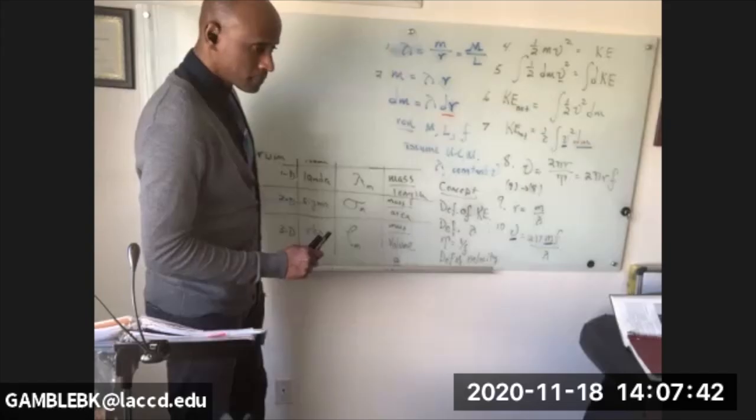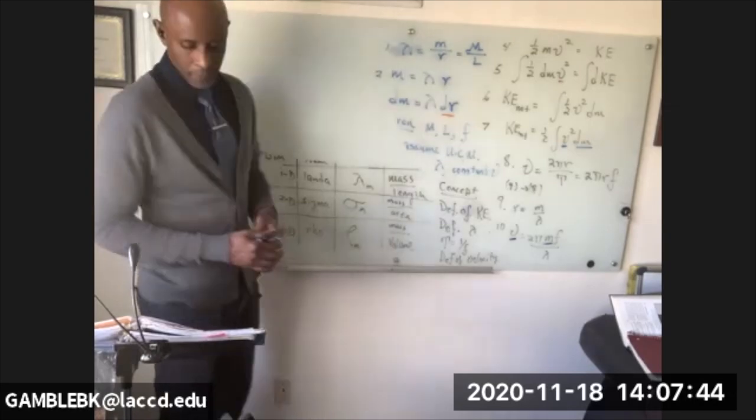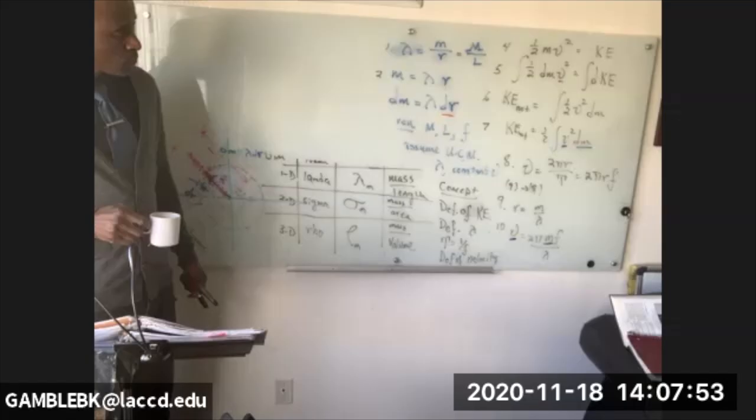I have another quick question. Yeah. Why is your v equal to 2 pi r over t? What number? Number 8.